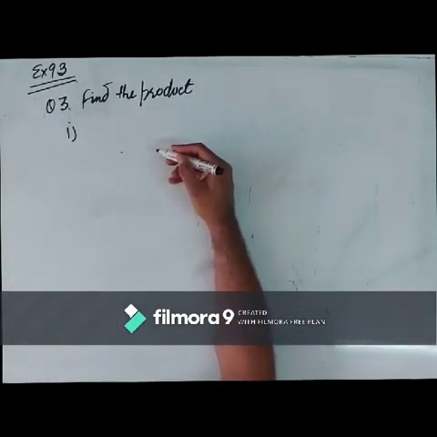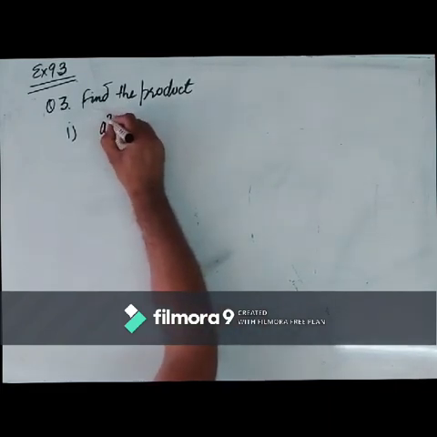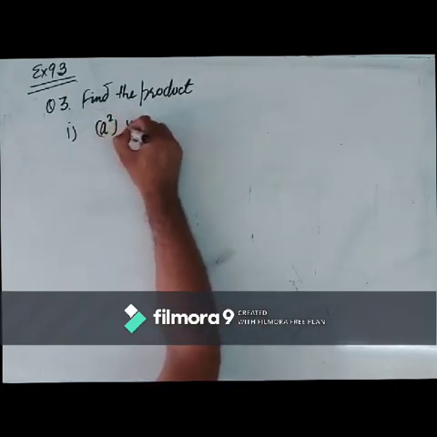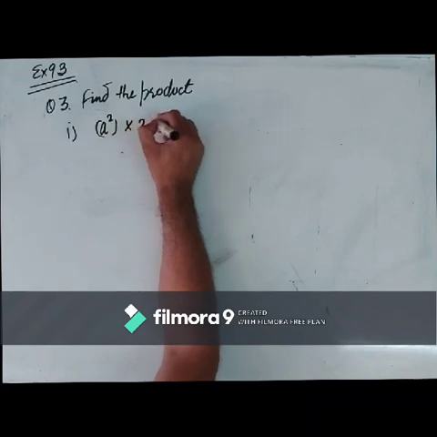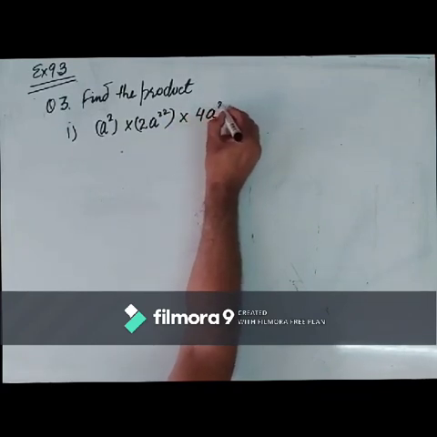Question number 3, exercise 9.3, find the product. Part number 1 is a square multiplied with 2a raised to power 22, which is to be multiplied with 4a raised to power 26.